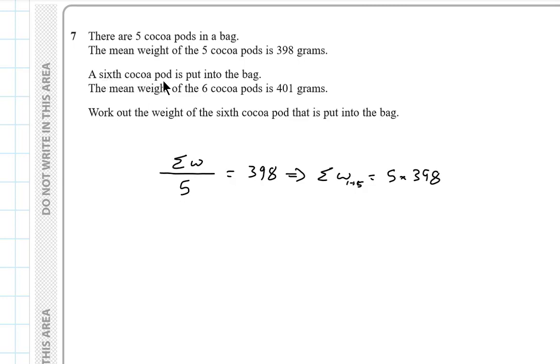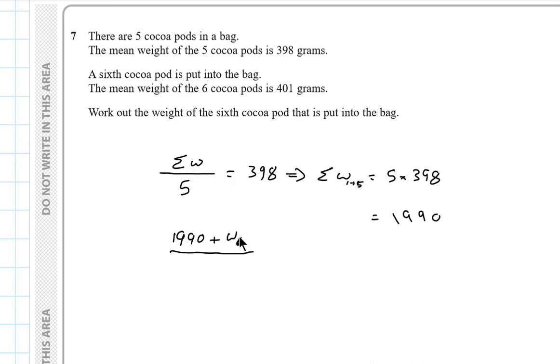Then a sixth cocoa-pod is put into the bag. We put a sixth one. The mean weight of the 6 cocoa-pods is 401 grams. Of course, the requirement is to get the 6th cocoa-pod weight, right? It's very easy. After putting the 6th cocoa-pod, we will have a weight of 1990 plus the weight of this 6th value, right?